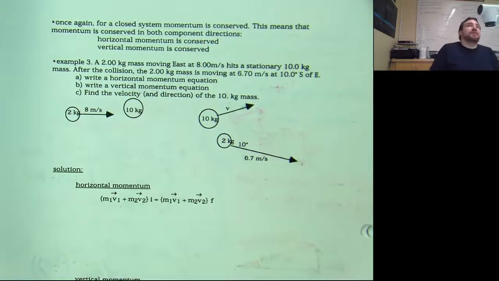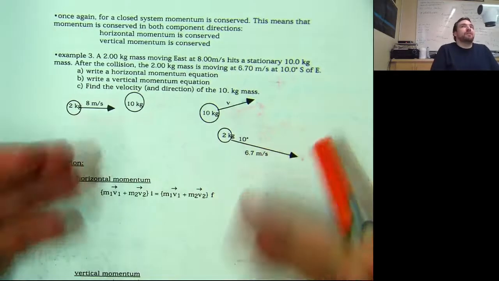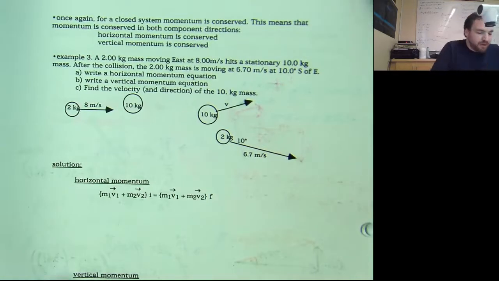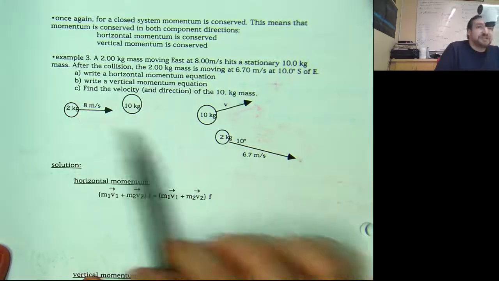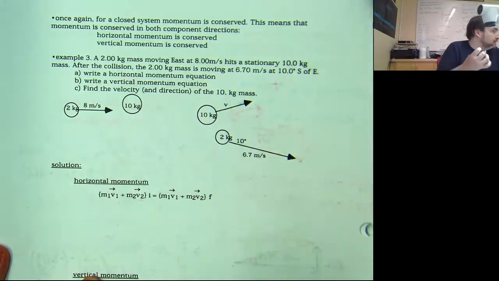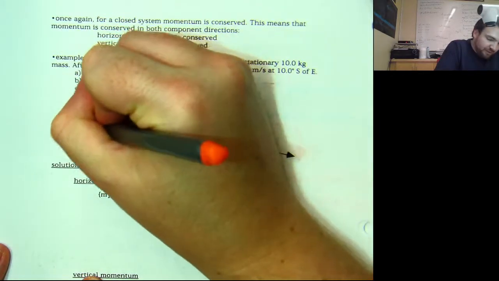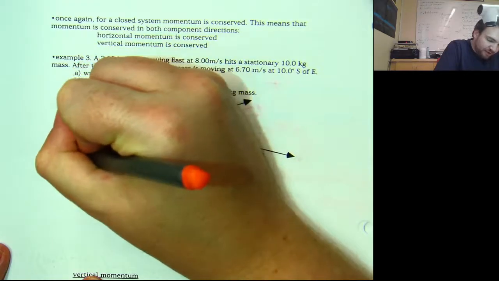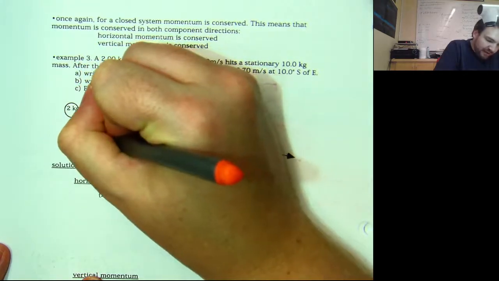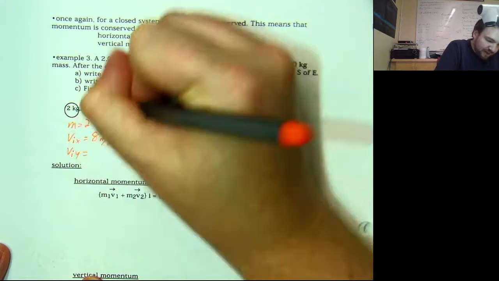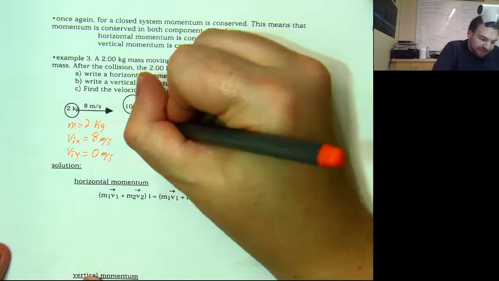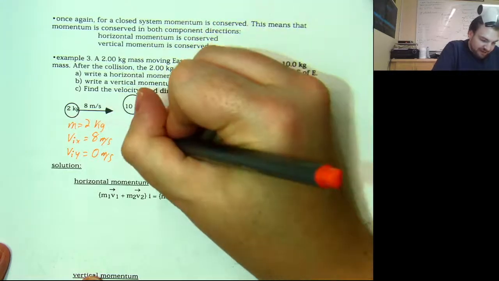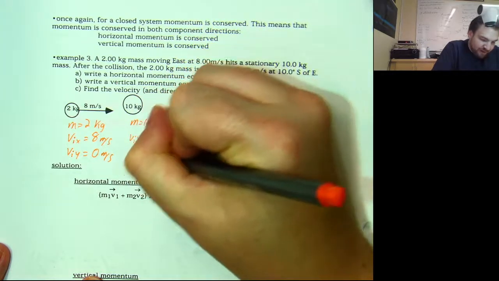So let's write down what we've got for each one of these things. We're going to add the information to the diagram, and then we'll look at how we break this thing up in momentum. So we've got 2 kilograms, we've got 8 meters per second. Because we're now dealing with these things in 2 dimensions, we want to make sure that we acknowledge initial and final velocity in x and y direction. So our mass is 2, our v initial x is 8, and our v initial y is 0. Our 10 kilogram mass has an initial velocity in the x of 0 and an initial velocity in the y of 0.